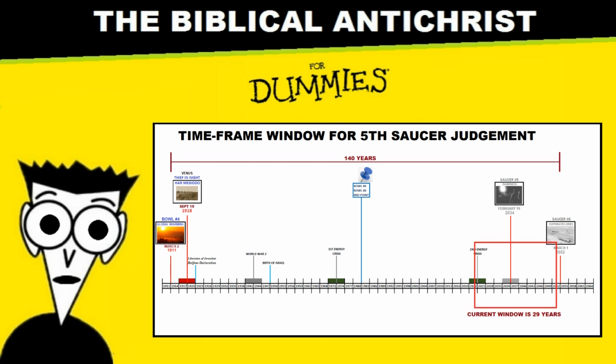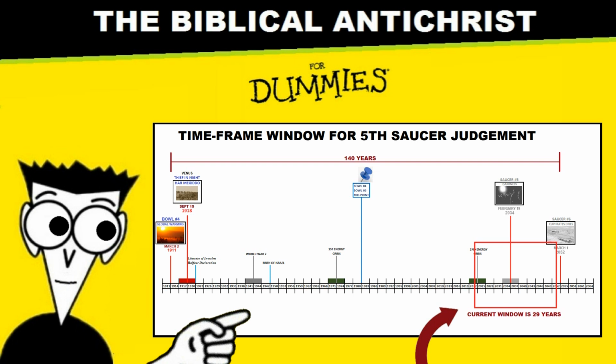According to the prophetic clock, we know that the window of the plague of darkness exists between the fourth saucer judgment and the sixth saucer judgment. That is a span of 140 years. But moving forward from today to the sixth saucer judgment, the current window for the plague of darkness is now only 29 years, assuming that the previous chronology is resumed after the historical occurrence of Armageddon in 1918. And there is no reason to assume that it isn't.